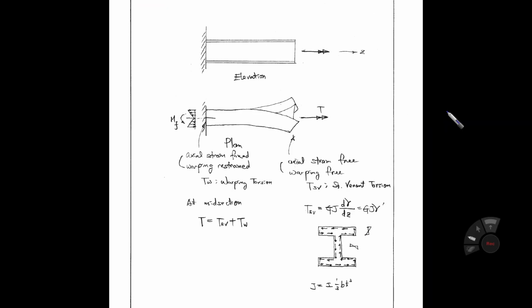As you see in this cantilever beam, a torsional moment is applied. This sign means the right hand rule. So the torsional direction is like this, corresponding to the right hand rule. We have two arrows here.